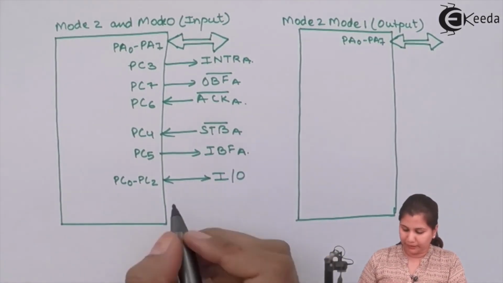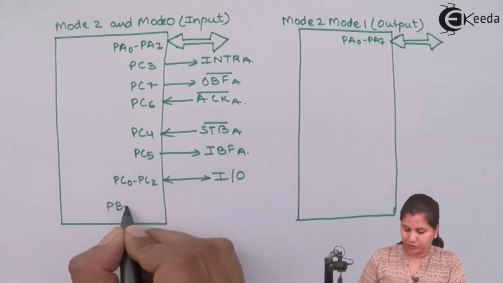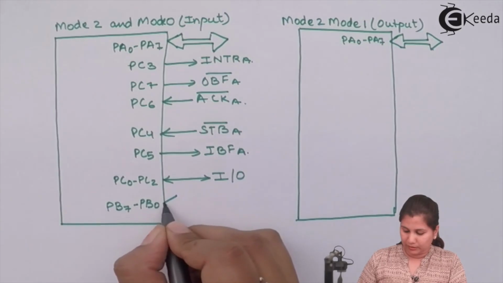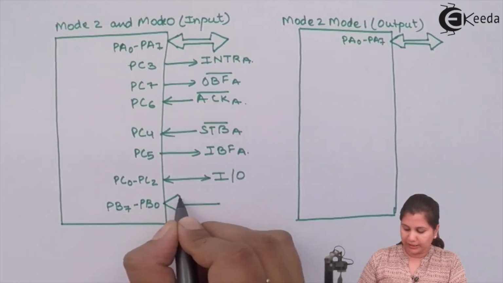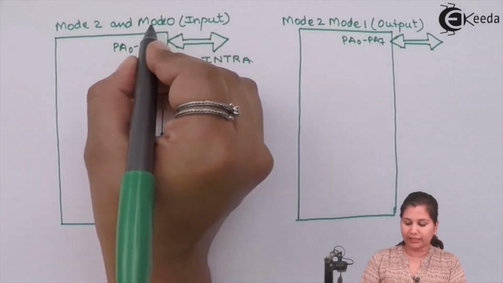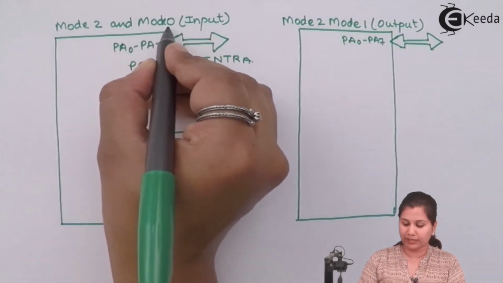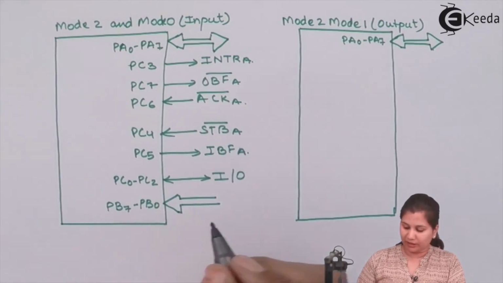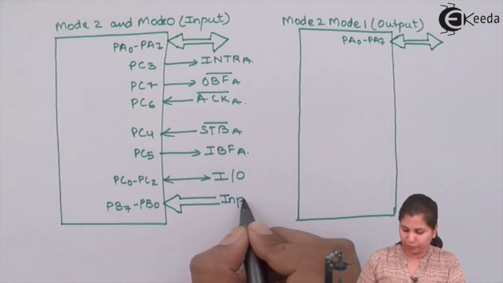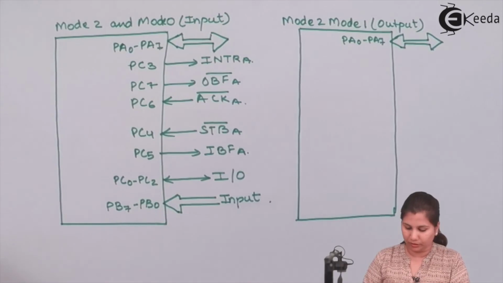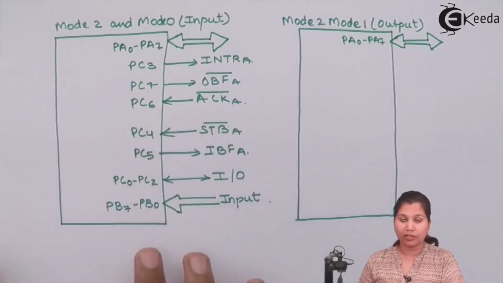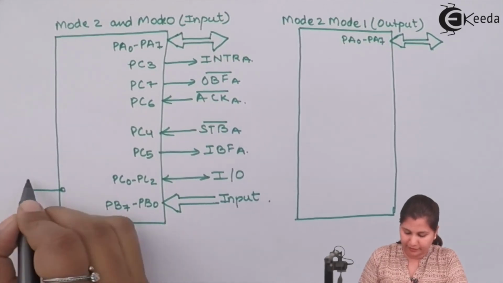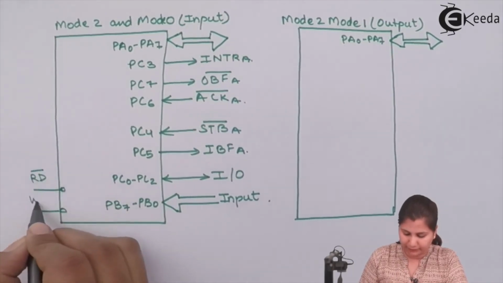And the port B, PB7 to PB0, because it's an input, here we have written that it's working in mode 0, that is the input mode. So here PB0 to PB7 will act as an input port. Okay, so these are the control signals for it, and here we have the read and write signals from the microprocessor.